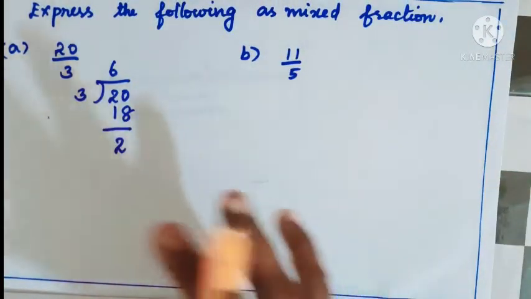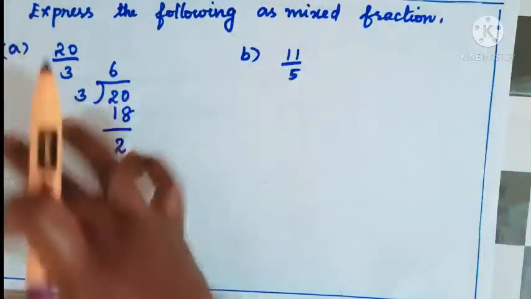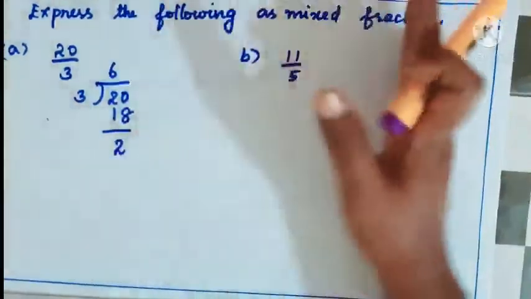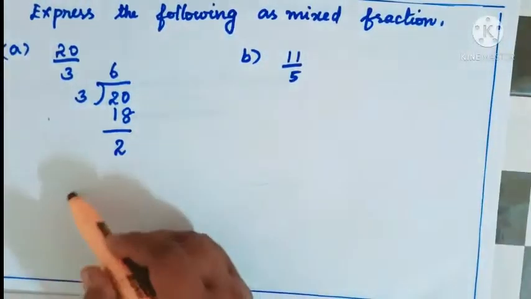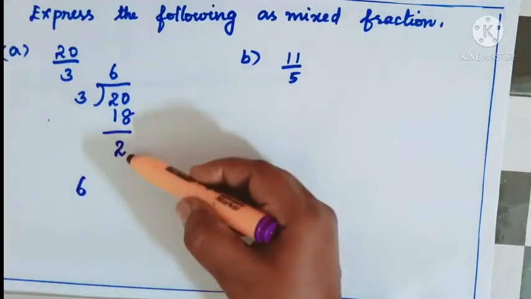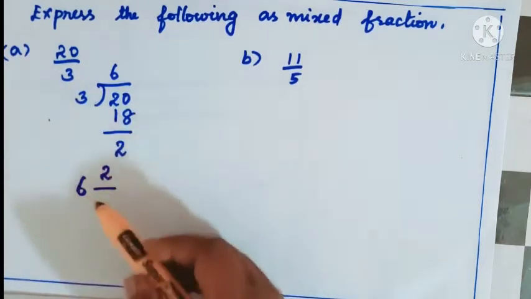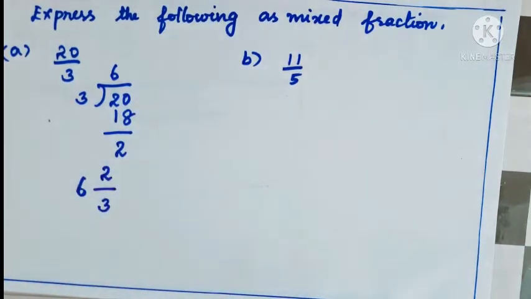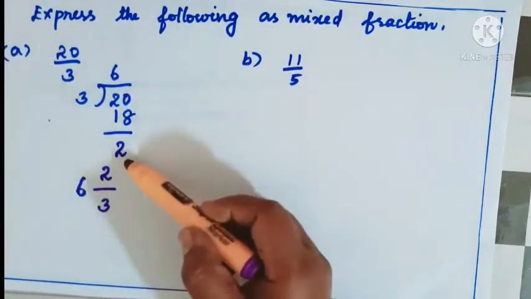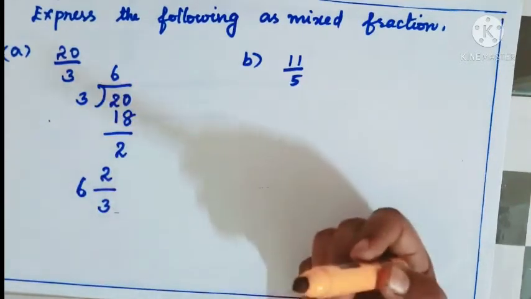Imagine I have a big bar of length 20 centimeters. I am cutting that into 6 parts. Understand? That 6 comes first. Then the remainder. What is the remainder? 2 will be on the top, by 3. Is it clear? I hope you can understand. First you write the quotient, then the remainder, and the divisor next.